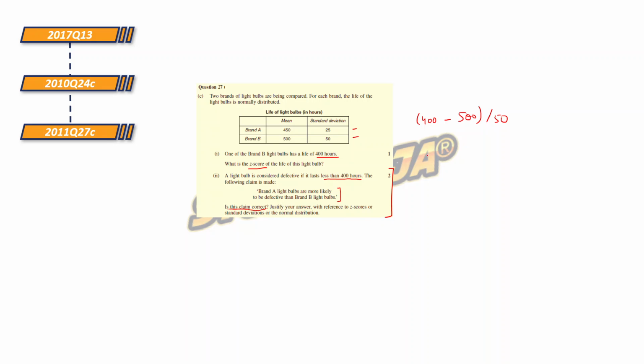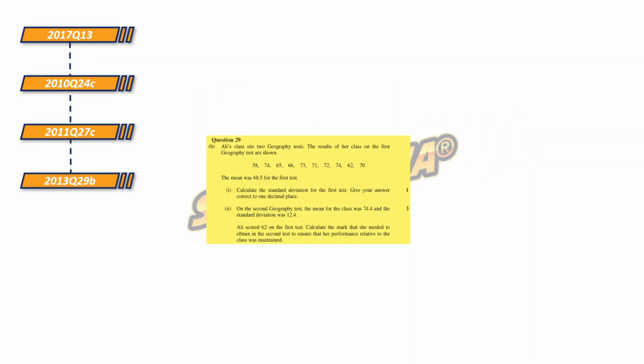What you need to do here is calculate the z-score. So you already calculated the z-score for brand B. You would do the same thing for brand A, which would be again 400 minus 450 divided by 25, and then compare which of these two is greater. And whichever is greater, they last longer, they are better, and then you can compare whether this claim is correct or not.